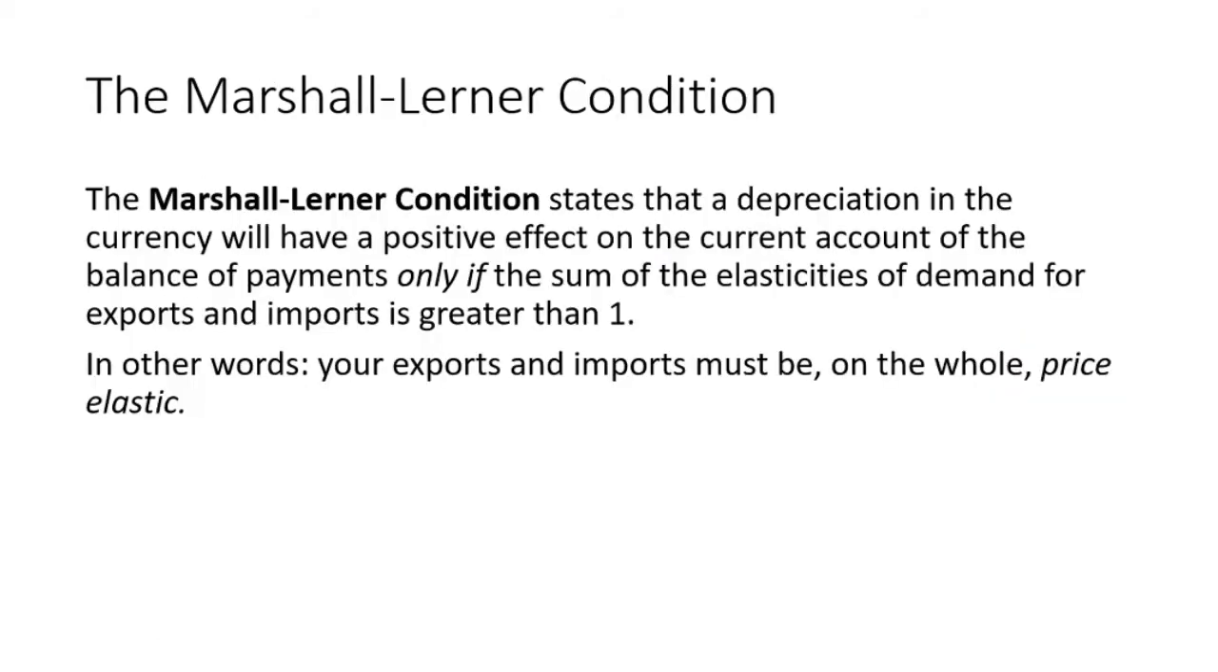Another really important part of this theory is the Marshall-Lerner condition. What the Marshall-Lerner condition states is that a depreciation in the currency will have a positive effect on the current account of the balance of payments only if the sum of the elasticities of demand for exports and imports is greater than 1. In other words, are your exports and your imports on the whole price elastic? If your exports and imports are on the whole price elastic, this means that the depreciation of the currency will lead you to sell a proportionally higher number of exports, buy a proportionally lower number of imports, and therefore will improve your balance of payments.